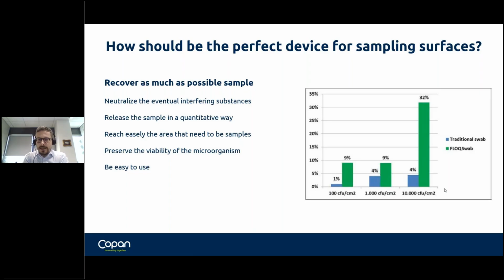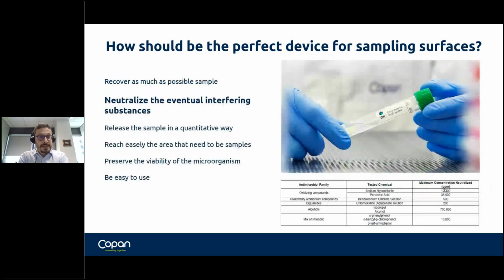And in every case, with different bacterial loads, flock swab always overperformed compared to traditional swab. So the flock swab that you can choose in the SRK line always allows you to recover more sample. So if you have a strict parameter to respect, flock swab allows this. It neutralizes eventual interfering substances.